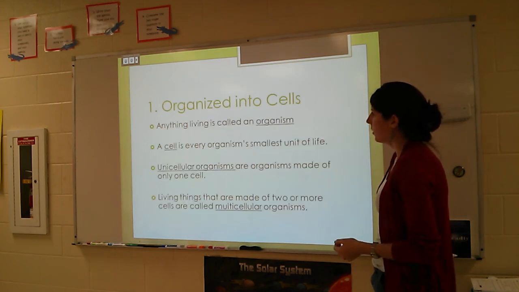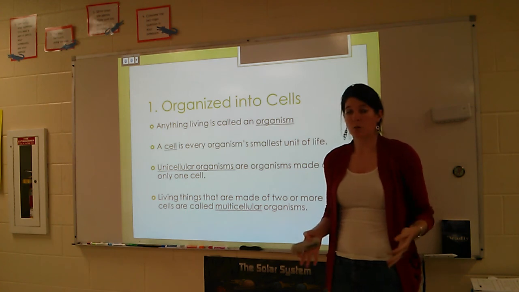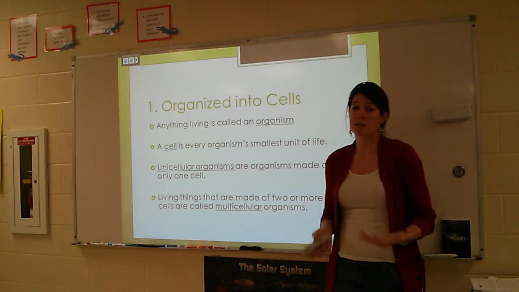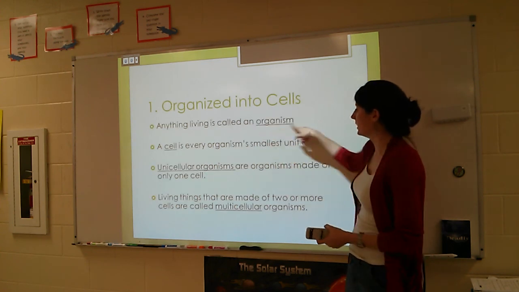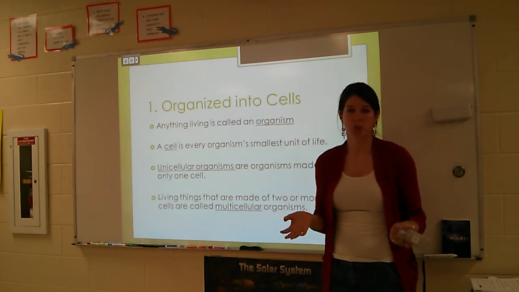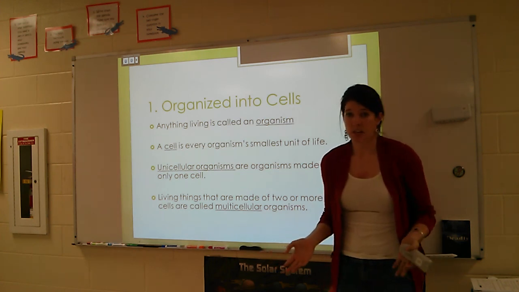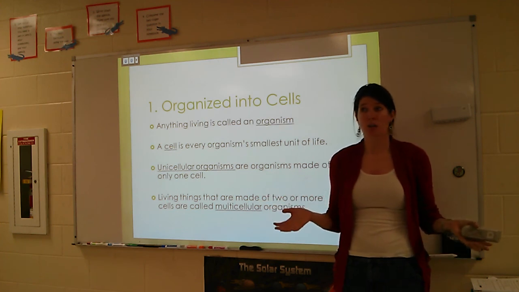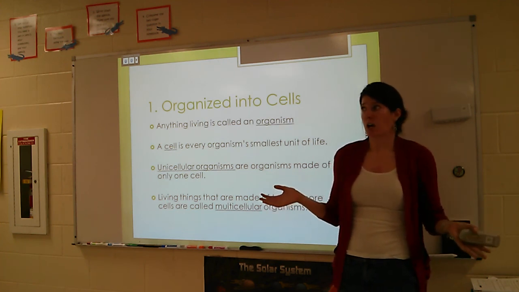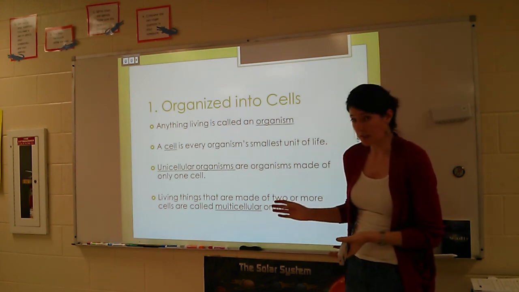So, organized into cells. Anything that is organized into cells that is living, we call an organism. So if it meets these six requirements, it is an organism. I'm an organism. You're an organism. Everything that is living is an organism. Ants, birds, bees, dogs, cats, mushrooms, flowers, bacteria are all organisms. And they are all made up of cells.